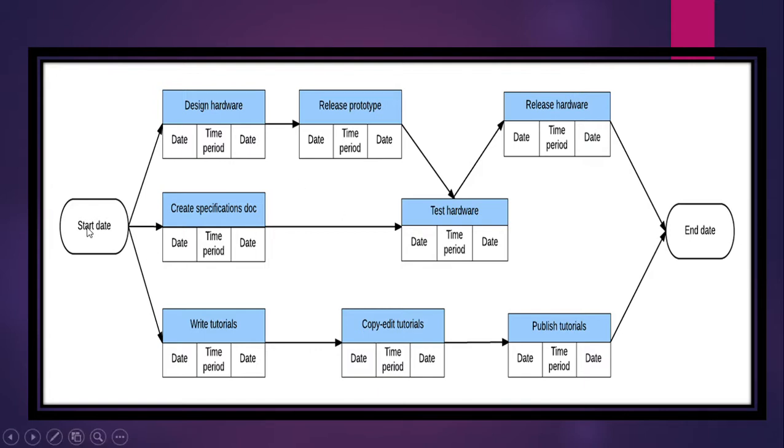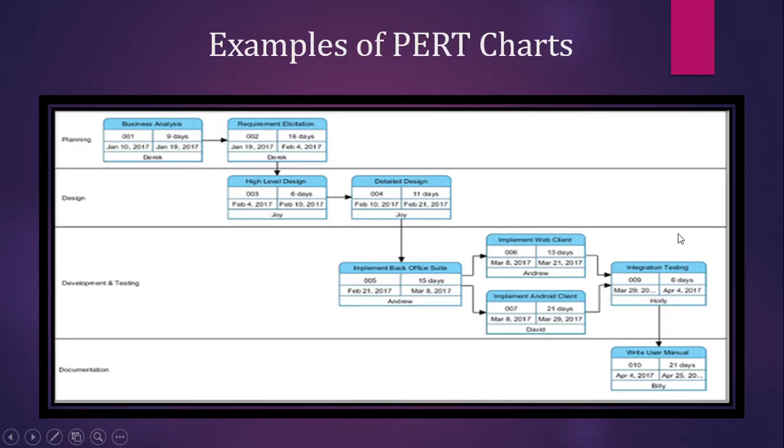This here shows the start. These are tasks that need to be completed. This date here would indicate the start date. This will be the time period. Here is the duration, and this will be the end date for which this task needs to be completed until it can do this task here, and it shows the flow until it reaches the end date.